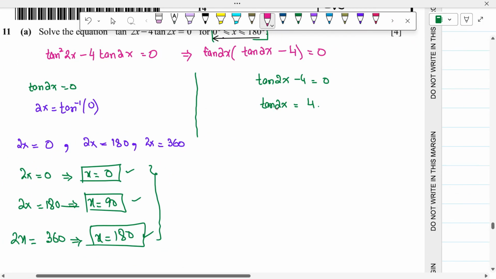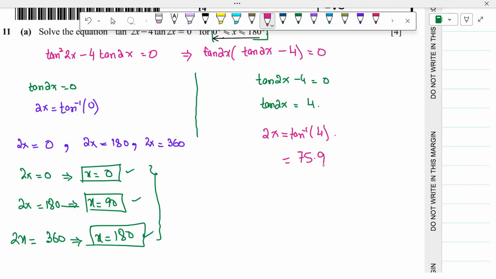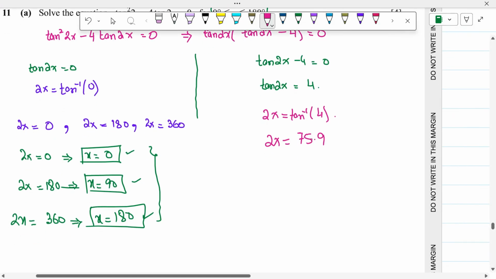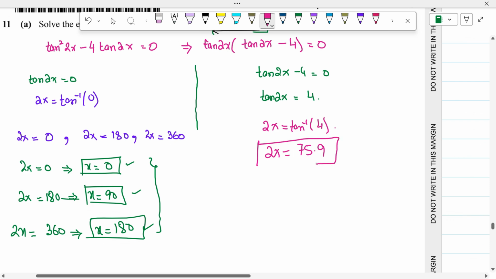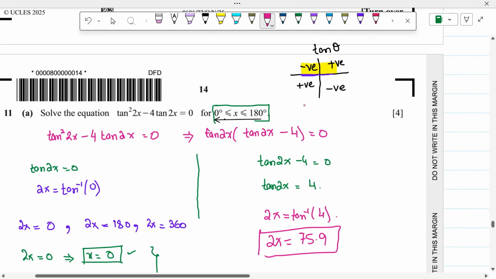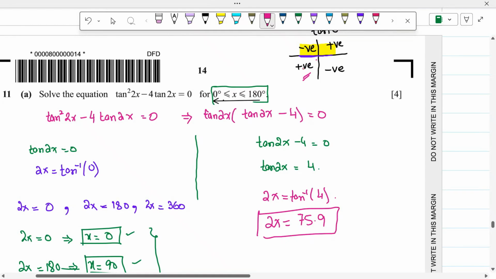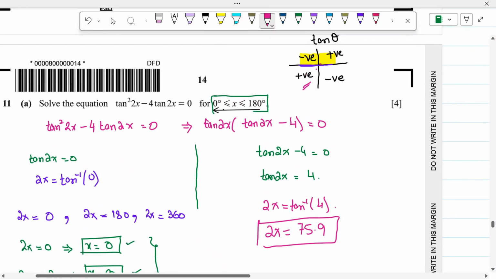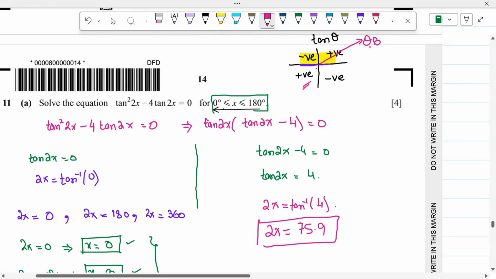Now we know that tan(2x) is positive, which is 4. So when we find it, 2x is equal to tan inverse of 4, and this is equal to 75.9. So 2x is equal to 75.9. This is one angle, and the same positive value can be achieved in the third quadrant also. An angle in the third quadrant can be calculated if we have the base angle, which is the angle in the first quadrant, by using the formula 180 plus the base angle.